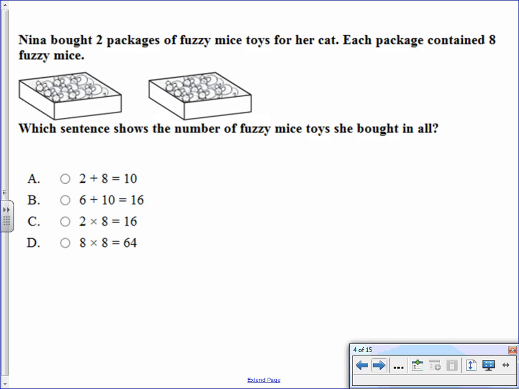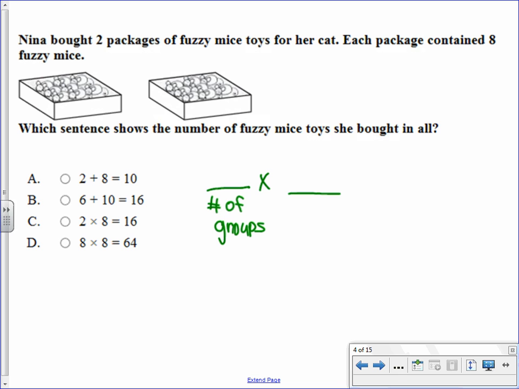Nina bought 2 packages of fuzzy mice toys for her cat. Each package contained 8 fuzzy mice. Which sentence shows the number of fuzzy mice toys she bought in all? So remember, whenever we're writing a multiplication sentence, the first factor is the number of what? What's the first factor representing? The number of, or groups, right? Groups.